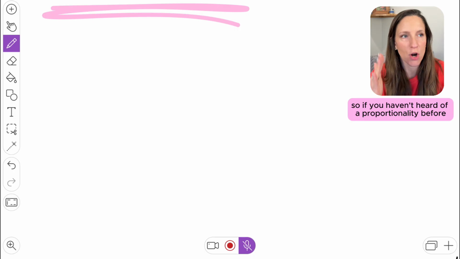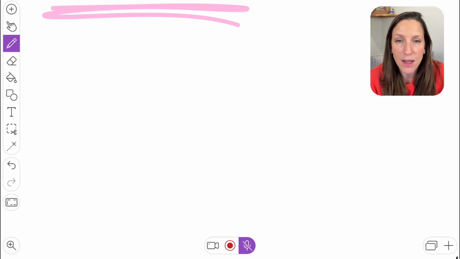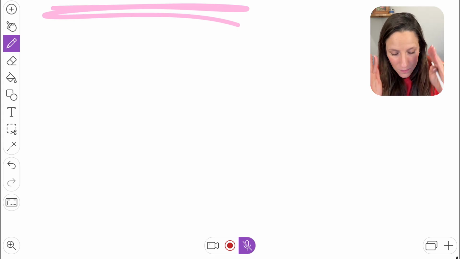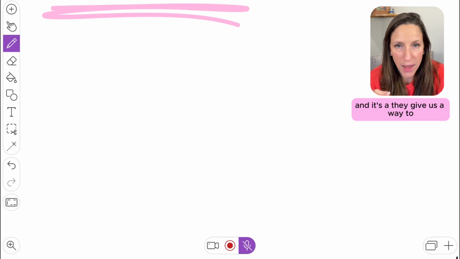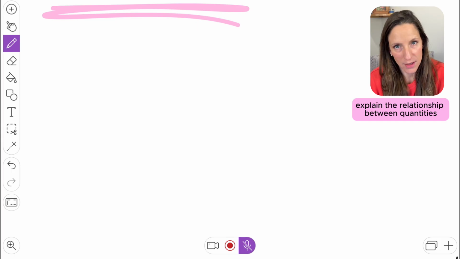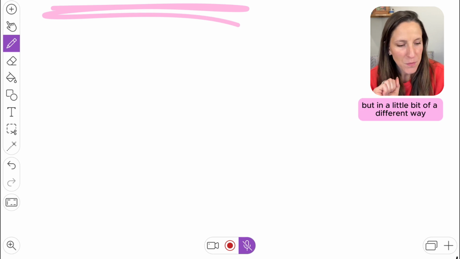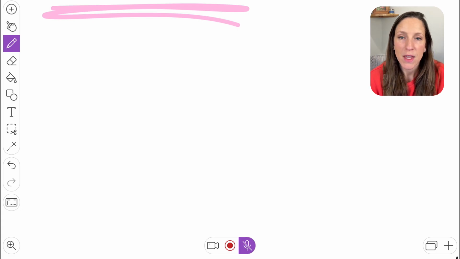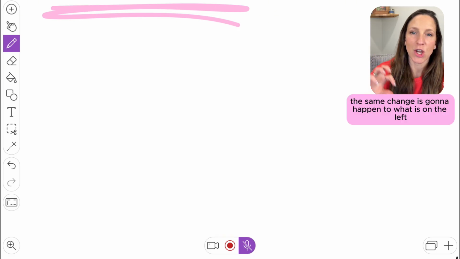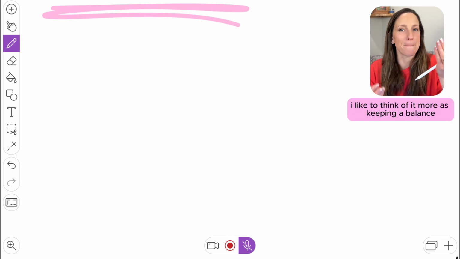So, if you haven't heard of a proportionality before, I'm going to tell you what it is and what it does. When we look at equations, they are equalities, right? What is on the left is equal to what's on the right. And they give us a way to explain the relationship between quantities. Proportionalities do that too, but in a little bit of a different way. So rather than saying the left is equal to the right, it says the left is proportional to the right. So if we make changes to what's on the right, the same change is going to happen to what is on the left, but they're not equal to each other. I like to think of it more as keeping a balance.